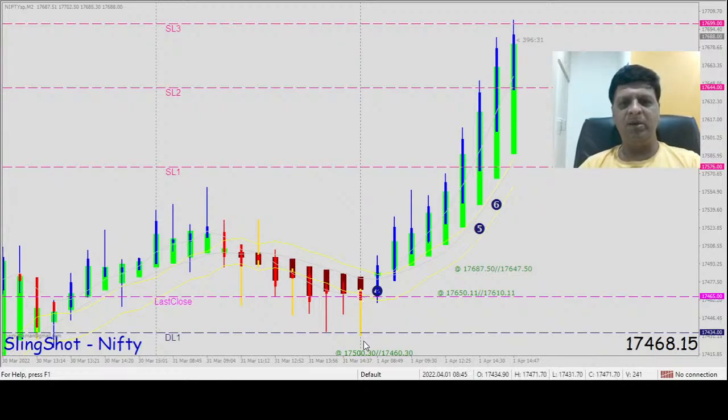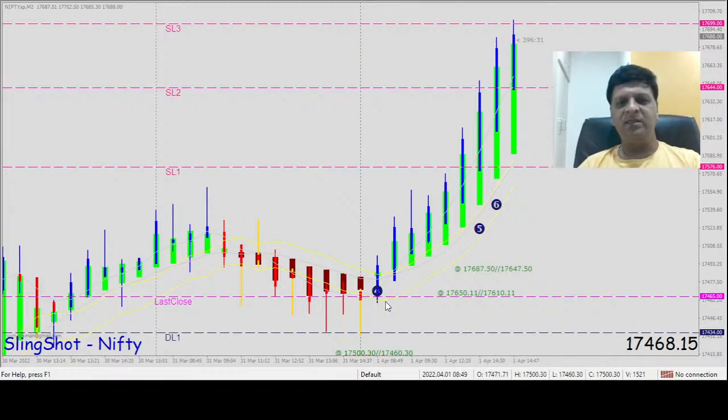17474, and then eventually made a low at 17431.7. So this is against our demand one, D1, level at 17434. This has been rejected in the very first few minutes, and then eventually started going higher. Once it was rejected on this level, on the next immediate trading candle, Nifty has signaled a long trade. So this specific symbol that you see, this 4, is basically a long trade initiation.